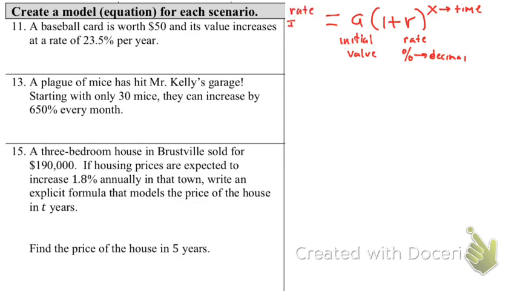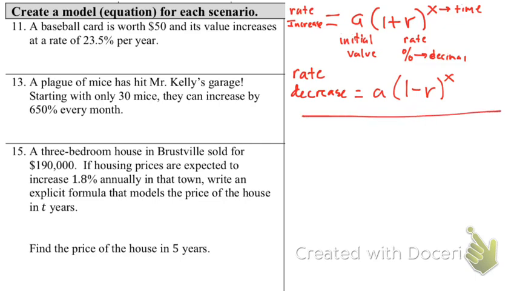So if your amount is going up, this is the formula we would use. For rate decrease, again, A, R, and X mean all the same thing. So a rate decrease is going to equal A, our initial value, 1 minus our rate, and then X is our time. Okay, so these are the ones we're going to use. Let's go ahead and apply this to 11, 13, and 15.